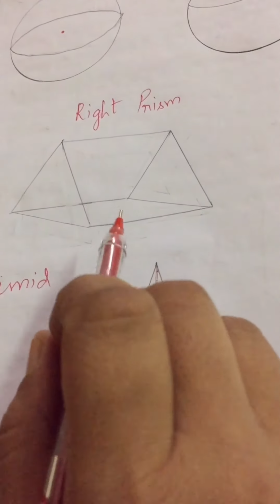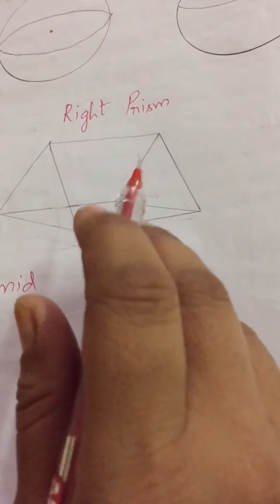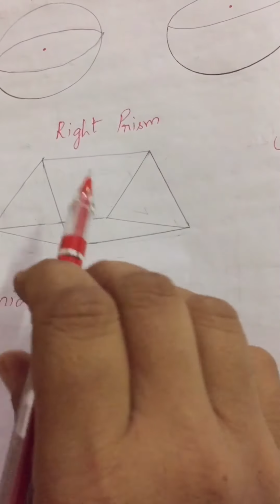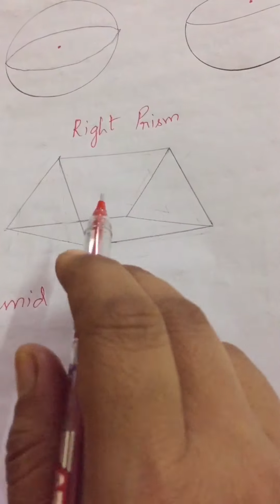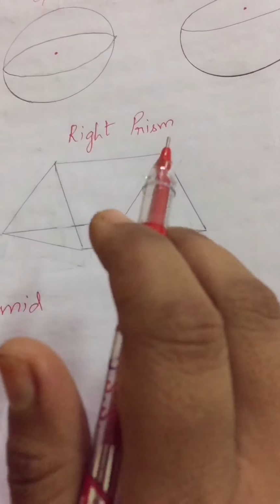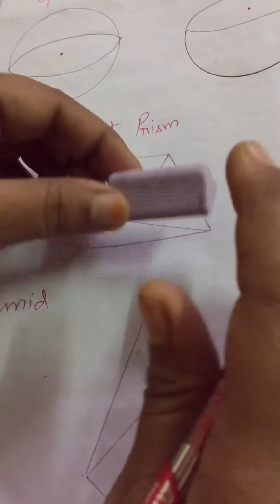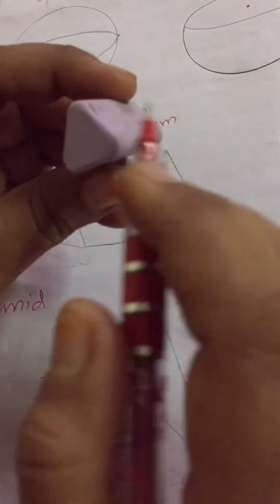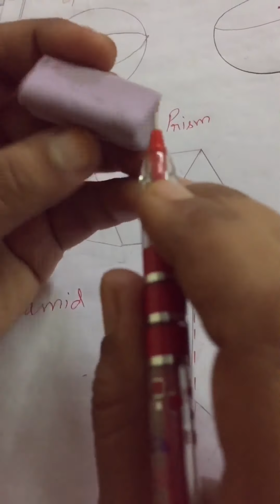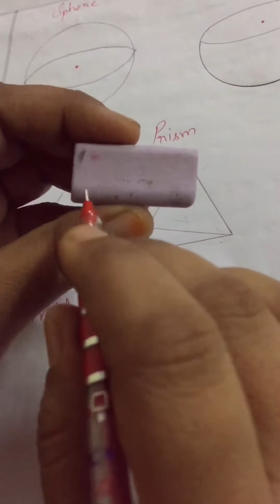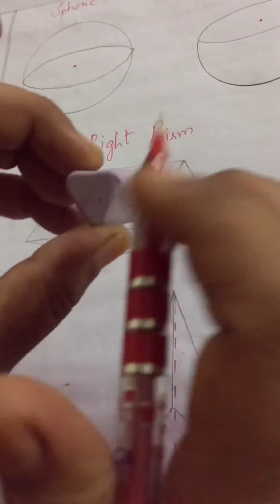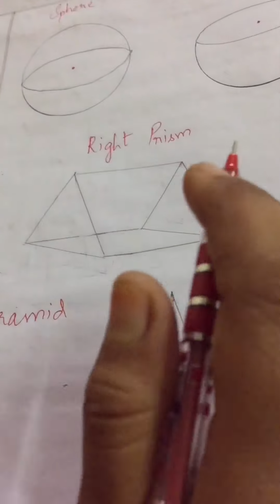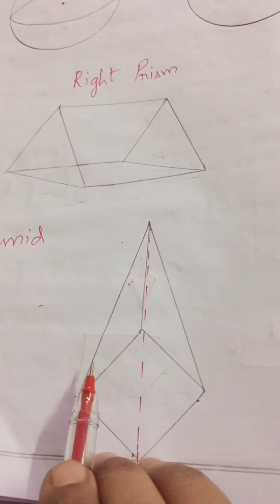Prism, the best example is in daily life. You can observe a rectangular prism. A rectangular prism is nothing but a cuboid only. A triangular prism, if you observe, see, this is the shape of a triangular prism. The upper 2 ends are in triangular shape and all 3 sides are in rectangle shapes. That's why it is called a right prism. Now next thing is pyramid.